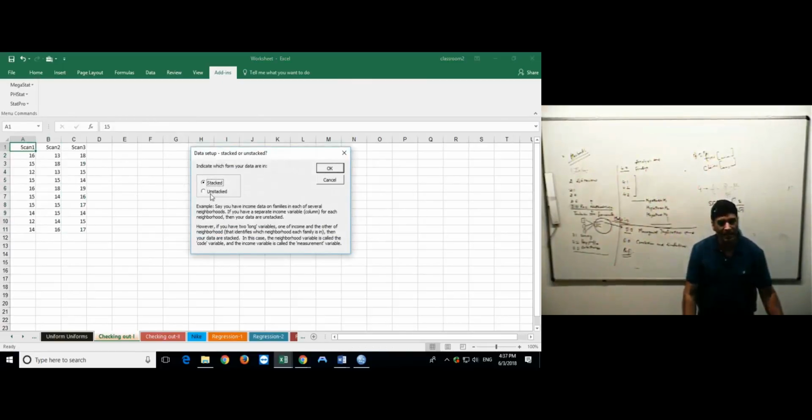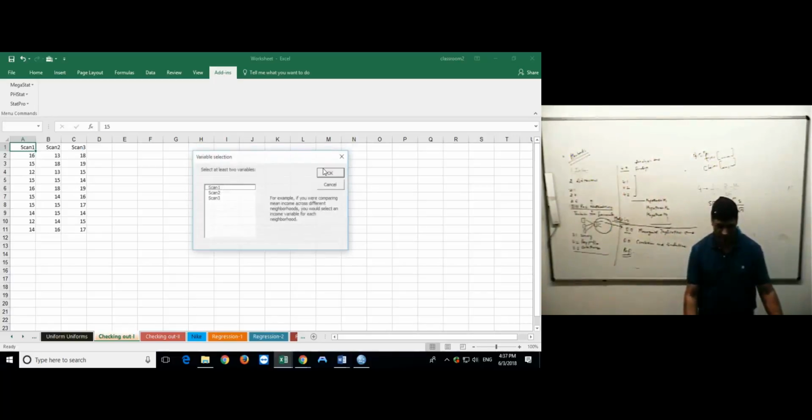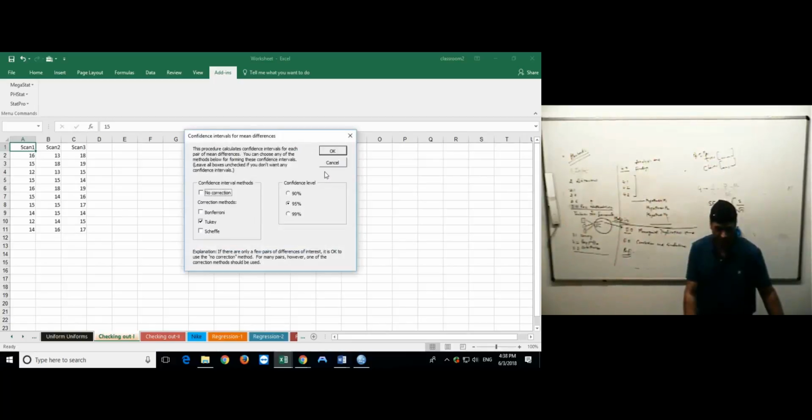Are the data stacked or unstacked? When your data are given separately, then unstacked. If they are sitting one above the other, they are stacked. You want to compare, at least 2 variables should be there. If there are more than 2, fair enough. You remember I told you this is a very important one. Tukey, why is it important?